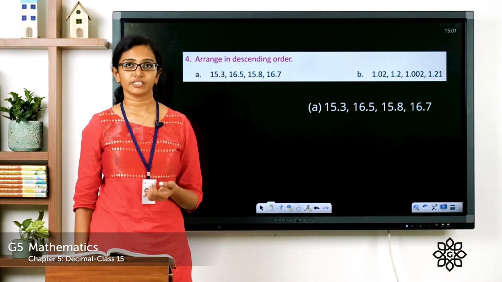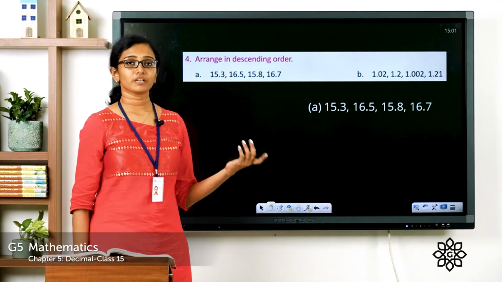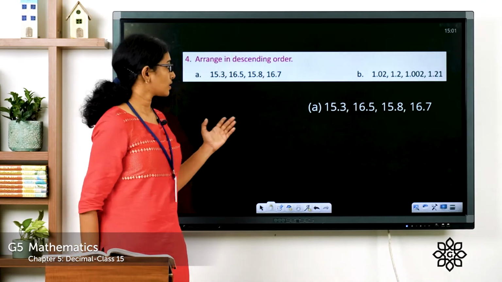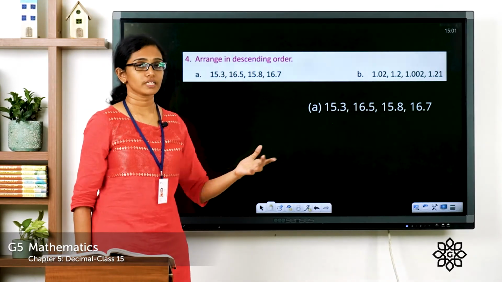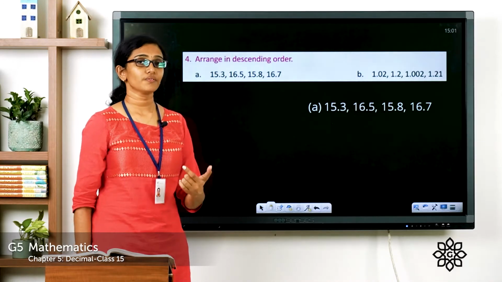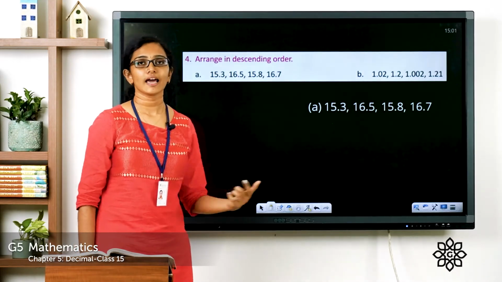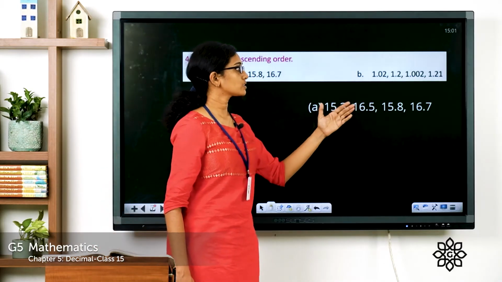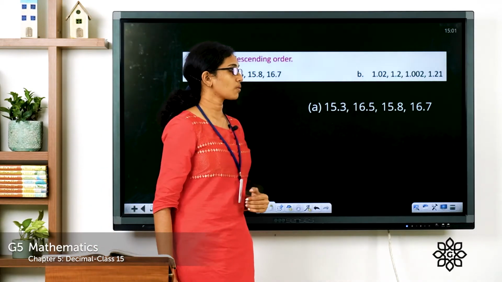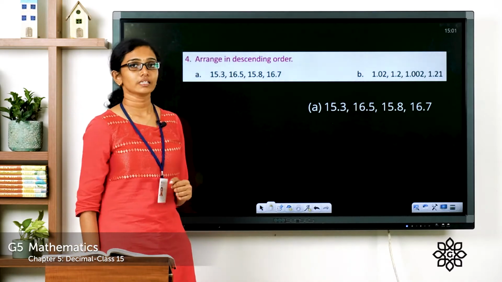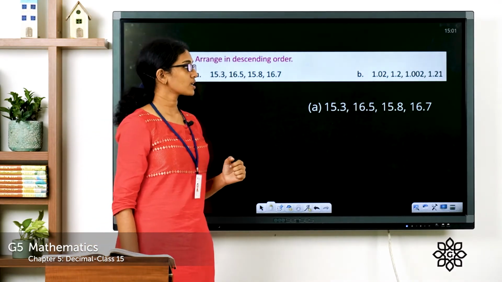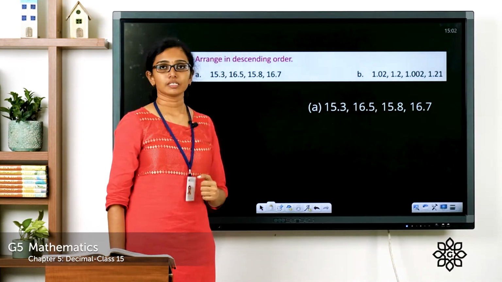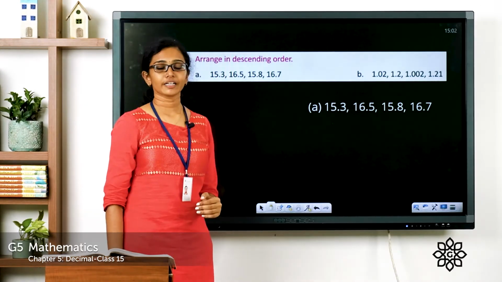Arrange in descending order. So, similar to the previous case where we arranged decimal numbers in ascending order, to arrange a given set of decimal numbers in descending order, first make sure they are all like decimals. Look at the numbers in the first question. A, 15.3, 16.5, 15.8 and 16.7. So all these numbers have the same number of digits, which is 1 in all the numbers. So these are like decimals.